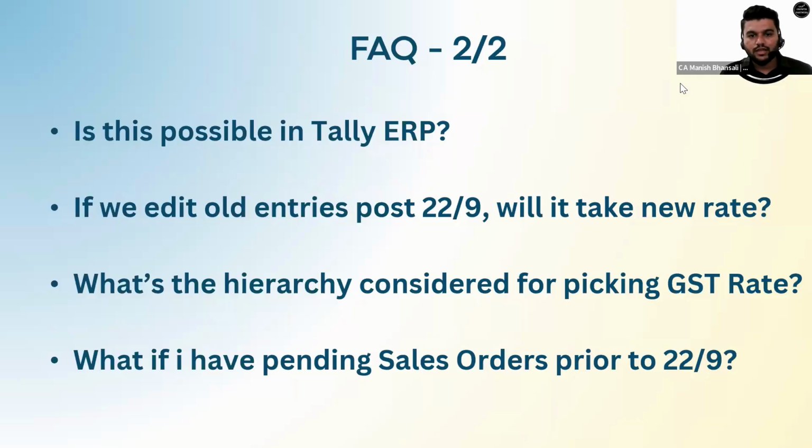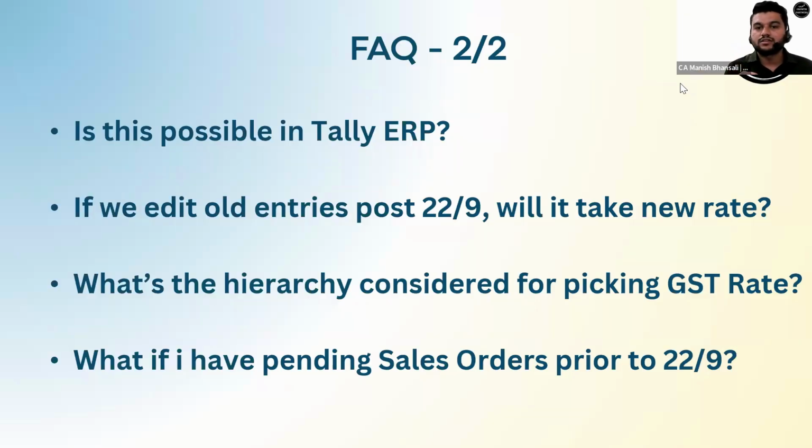Next, Rahul sir is asking, as per GST law, if goods have been supplied and payment also received before the date of rate change, but the invoice is created on 22nd of September, Tally will pick the new rate. How can we pick the old rate in such cases? Okay, so this will not be covered in Tally, because Tally is just seeing the rate change. Place of supply, time of supply, all that Tally doesn't understand.